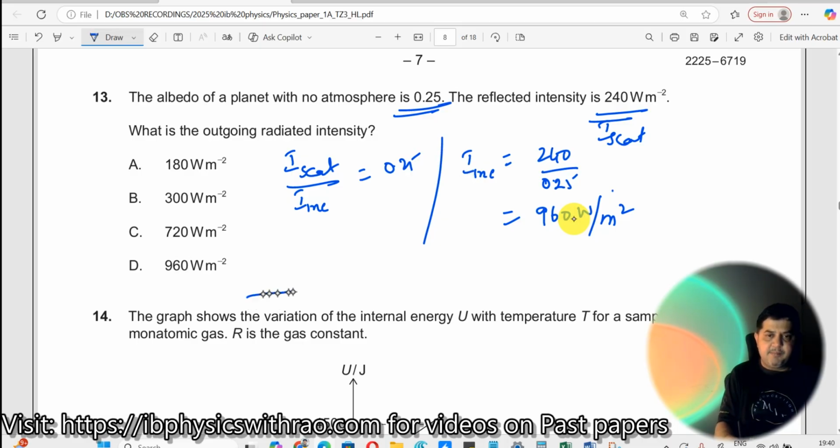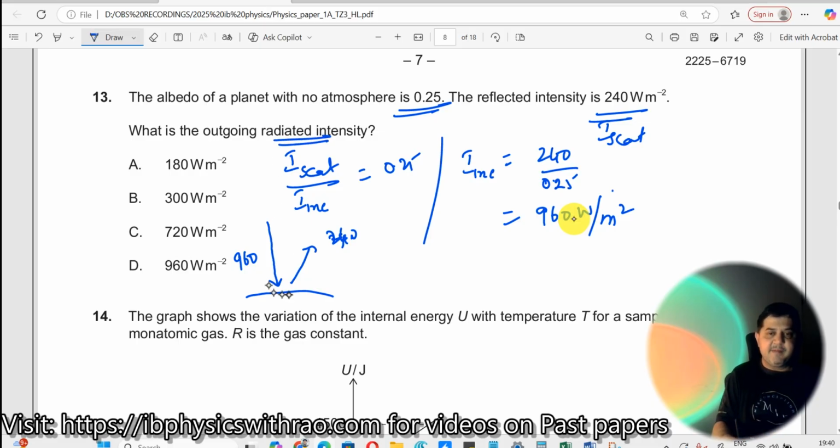This is the planet. The incoming intensity comes here and immediately it gets reflected. The incident intensity is 960 here, and reflected is 240. This happens immediately over here. But what is required is the outgoing radiation intensity.